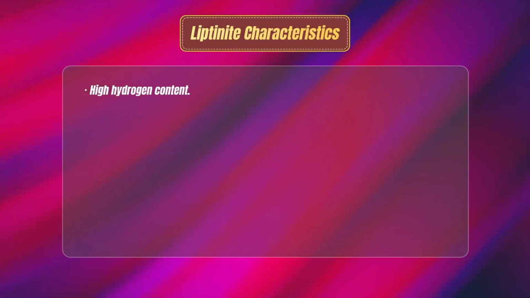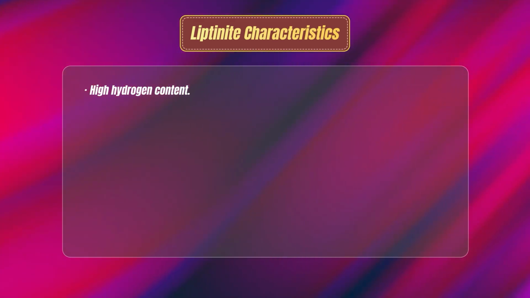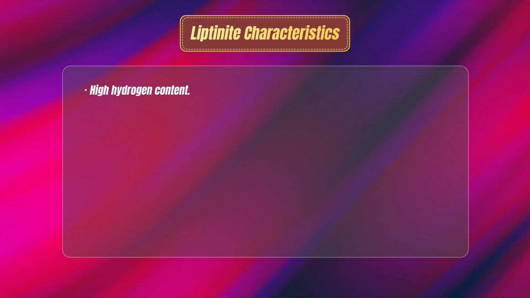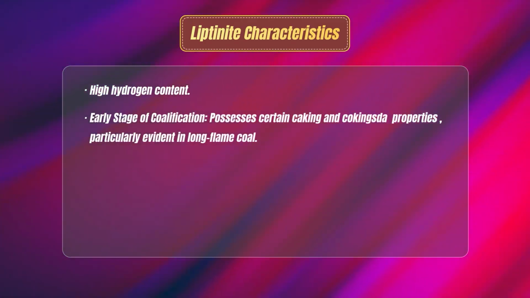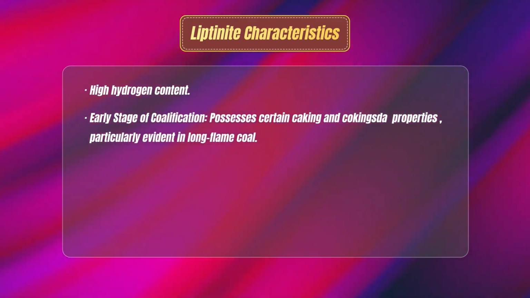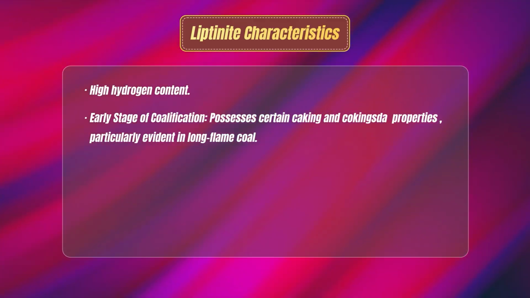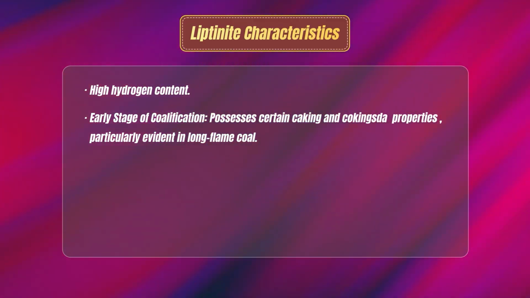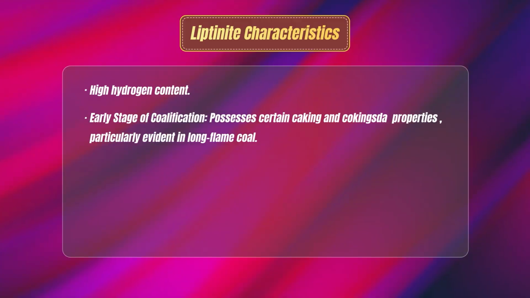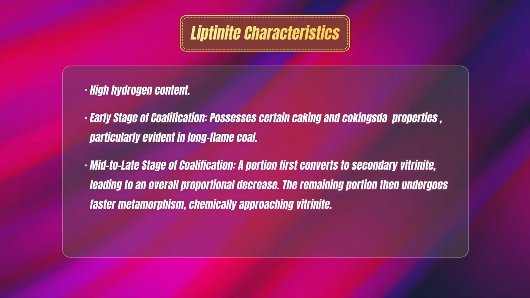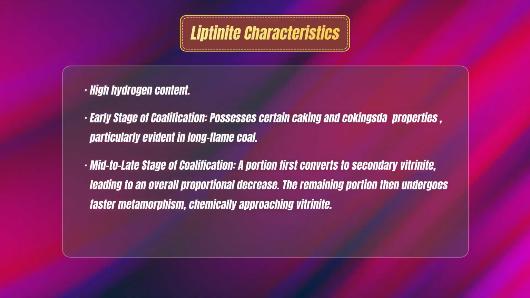The main characteristic of liptinite is its high hydrogen content. Furthermore, at the very early stages of coalification, it already possesses a certain level of caking and coking properties. For instance, in the long flame coal stage, a higher liptinite content is able to confer a certain level of caking and coking properties. In the subsequent process of coalification, its transformation is relatively fast.